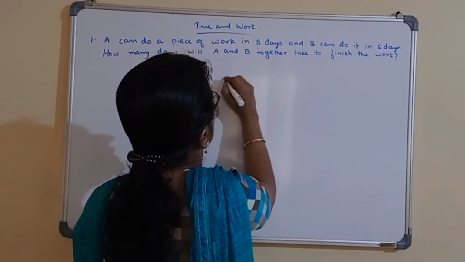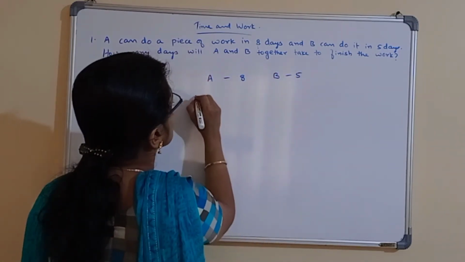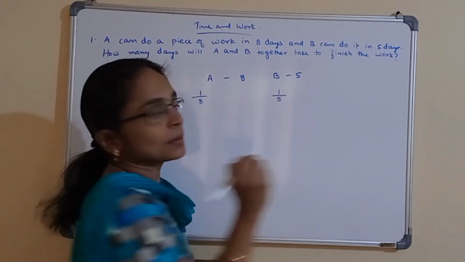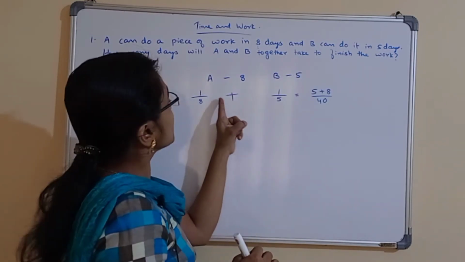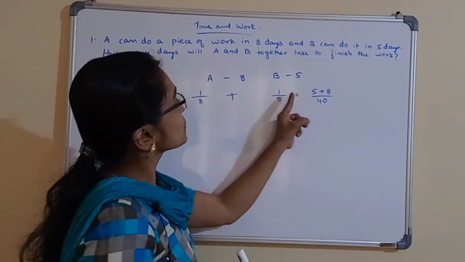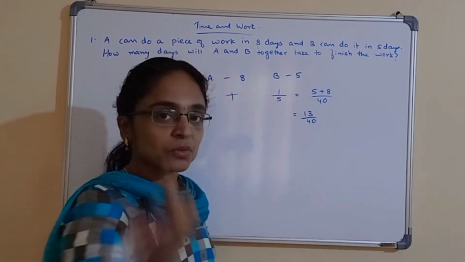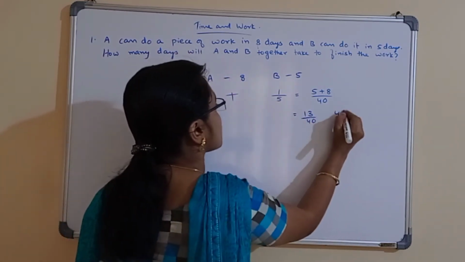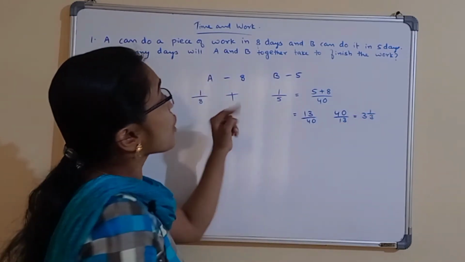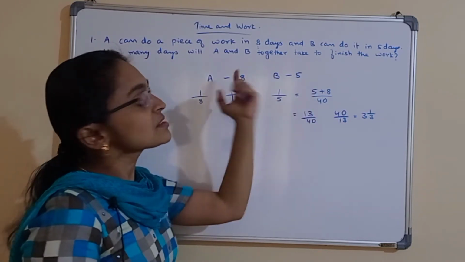So A will take 8 days and B will take 5 days. In the conventional way, what will we do? In one day A will finish 1/8 of the work. In one day B will finish 1/5 of the work. Now A and B together will do 1/8 plus 1/5 of the work in one day, which is equal to (5+8)/40, and that is equal to 13/40, and the number of days is just the reverse of this, which is 40/13, and that is equal to 3 1/3. So what we are doing is taking the LCM, adding, and just reversing this.